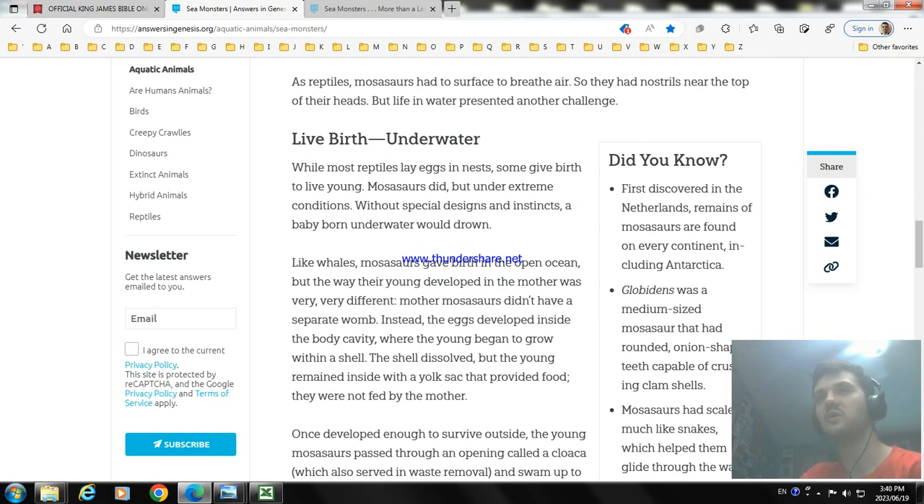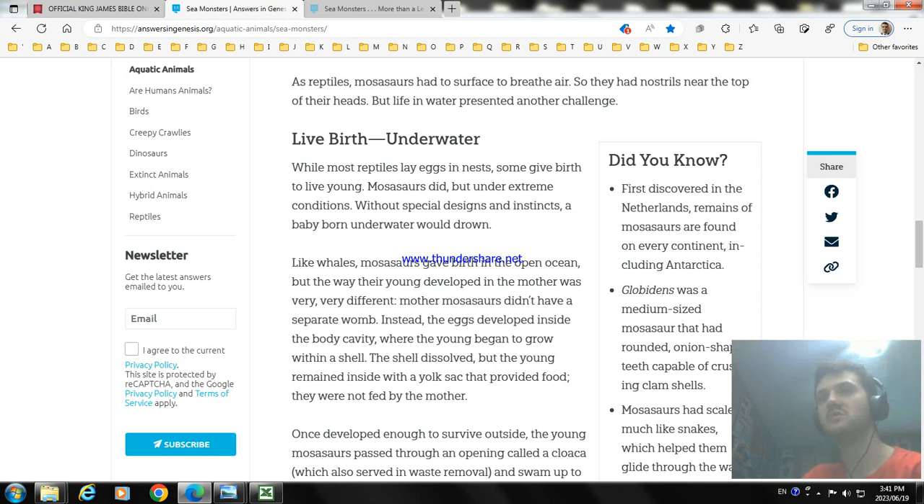While most reptiles lay eggs in nests, and some give birth to live young, mosasaurs did, but under extreme conditions, without special designs and instincts. A baby born underwater would drown.